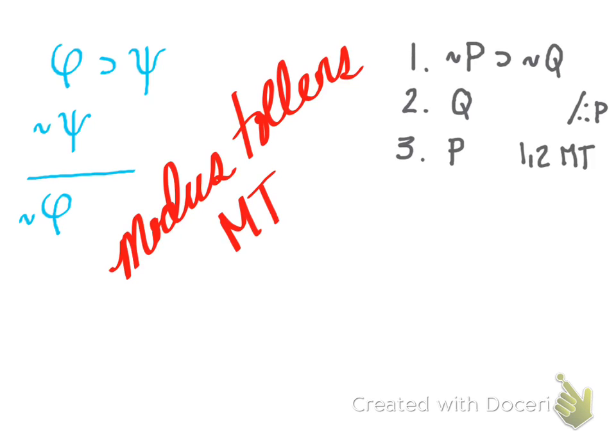Now, we said that negating means either adding or removing a tilde. We could equally as well have inferred not P. We could have added a tilde instead of removing a tilde, and we would use the same lines and the same rule. All that the rule says is if you have a conditional and you have the negation of the consequent, you can infer the negation of the antecedent. And both lines 3 and 4 here are equally good negations of the antecedent.